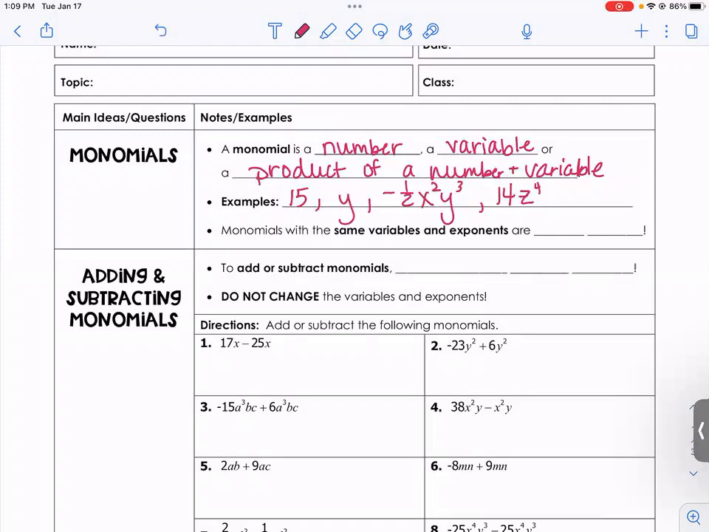Now, if we have terms where we have the same variable and the same exponent, then we consider those to be like terms. And we want to combine like terms. Okay, so if we're adding or subtracting monomials like you see in these problems down here, all I'm asking you to do is combine like terms.